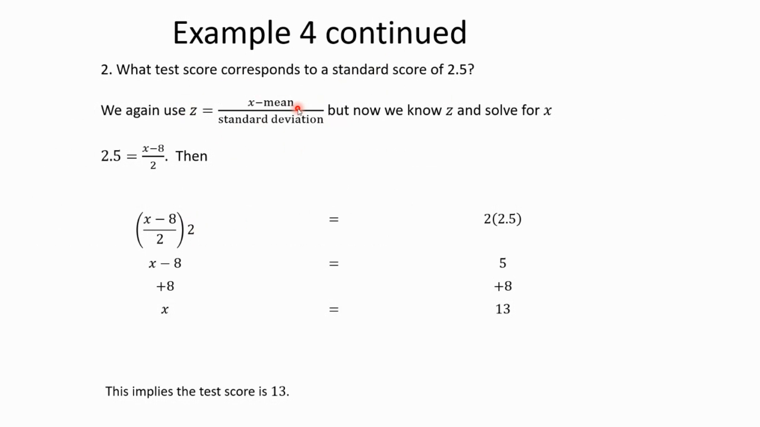Remember, the mean is the mean for the distribution. That's not the standard normal distribution. Standard deviation, same idea. It's the standard deviation for that normal distribution. So let's get our work. We have z is 2.5. x is our unknown. We have x minus 8 over 2. So we're solving for x. It's an algebra problem now, which makes it fun.